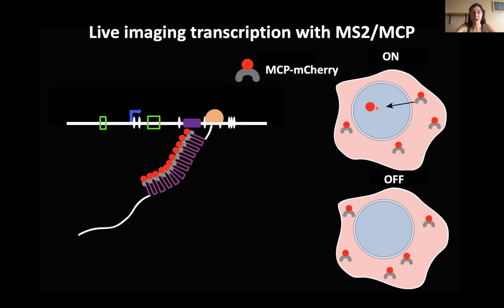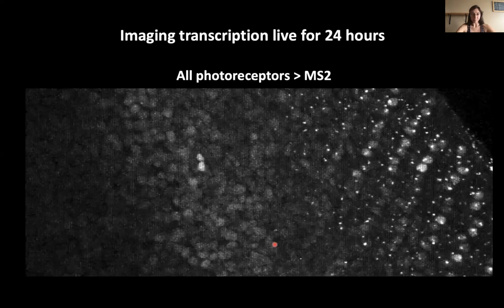And so in your cells that are on, you'll see a bright puncta at the nascent site of transcription, whereas in the off cells, you'll see an absence of this. I first had to get this MS2 system working in the larval eye disc, and we needed to be able to culture this eye and image it for 24 hours.